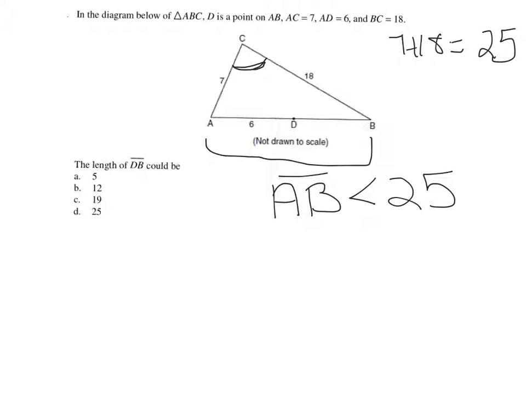So if I'm looking at this, I know it cannot be A because 5 plus 6 would give me 11 and would not be the longest side. So it cannot be A. Okay, 6 plus 12 gives me 18, which is less than 25, so that is an option. 19 plus 6 gives me 25, but it cannot be equal to 25. It has to be less than, and we know it can't be 25, so B is the only possible answer.